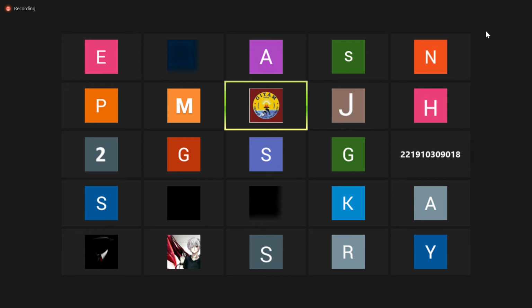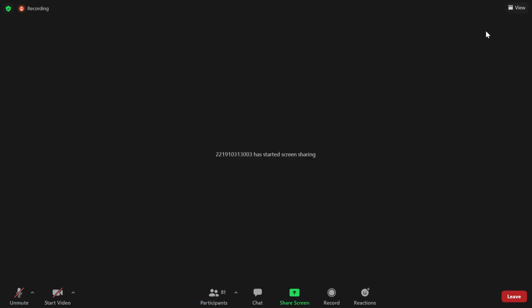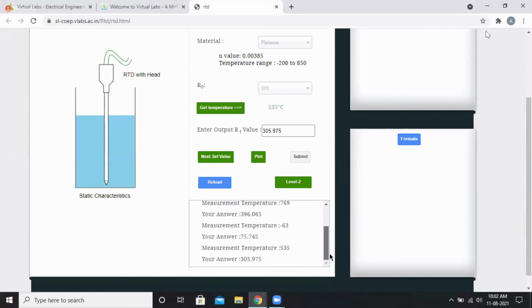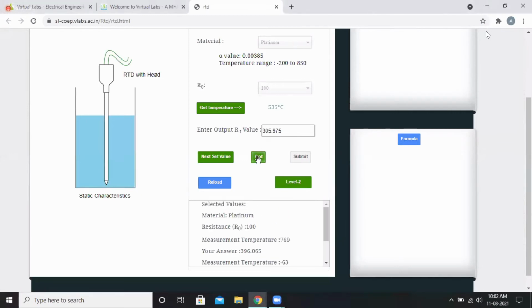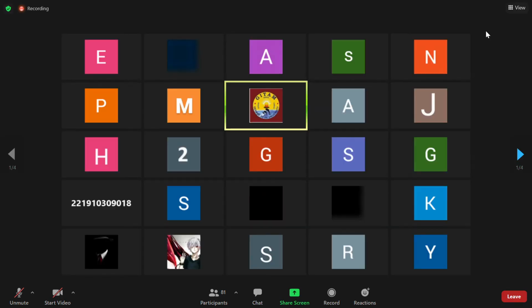CSE 13, roll number 3. Yes, sir. Share your screen. Sir, these are the values. Okay, show me your plot. Right. Close this plot. Share your screen now.